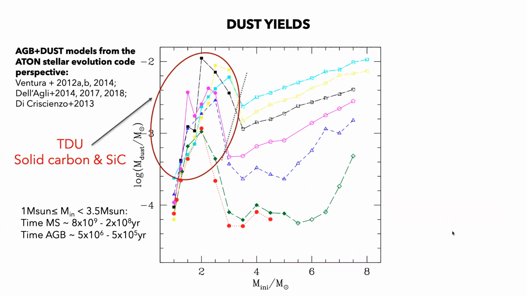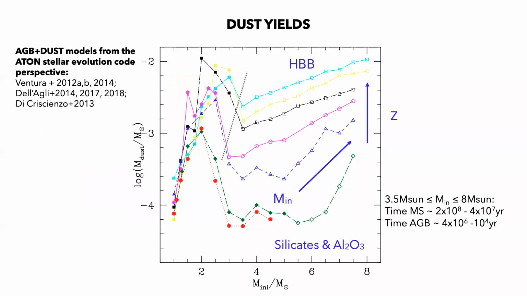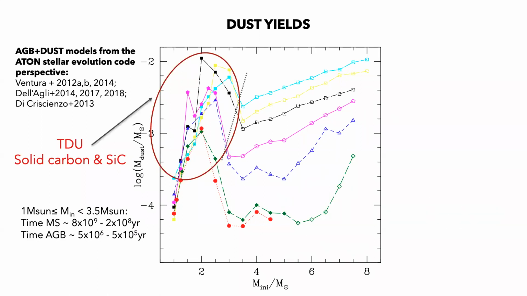While the greatest production of carbon dust is expected for around 2-3 solar masses, depending on the metallicity. But well, so we are talking about some giga year or less. And okay, so with all this prediction, what we wanted to do is to see whether we can reproduce the observation with this approach.